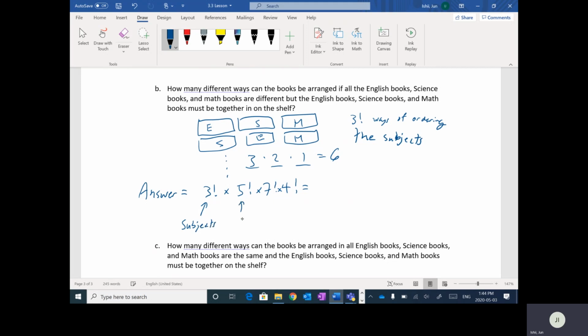And this one here would be the English books. This would be science. And this would be math.